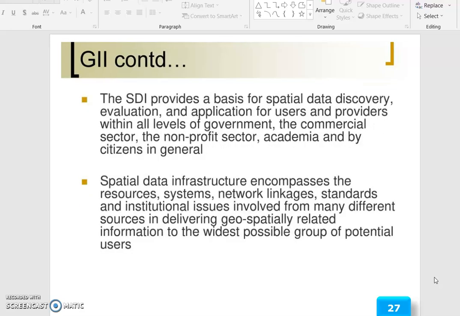So the SDI provides a basis for spatial data discovery, evaluation, and application for users, and it serves all levels of government, the commercial sector, the non-profit sector, academia, and citizens in general. Spatial data infrastructure encompasses the resources, systems, network linkages, standards, and institutional issues involved in delivering geospatial-related information from many different sources to the widest possible group of potential users.